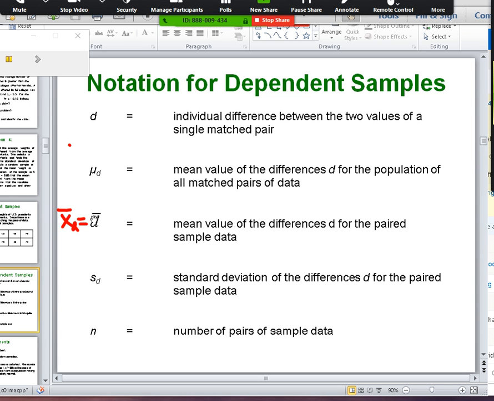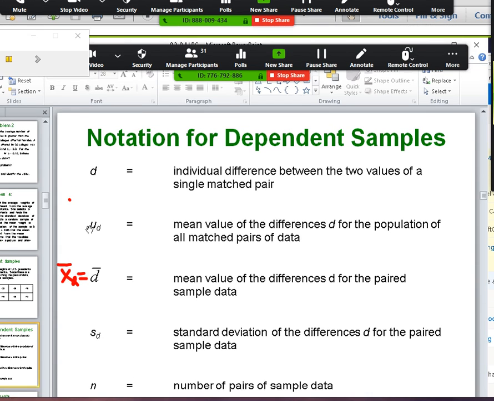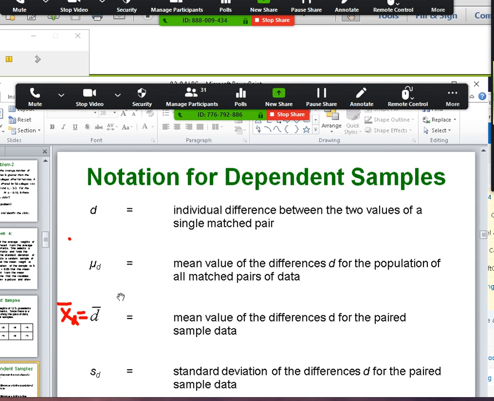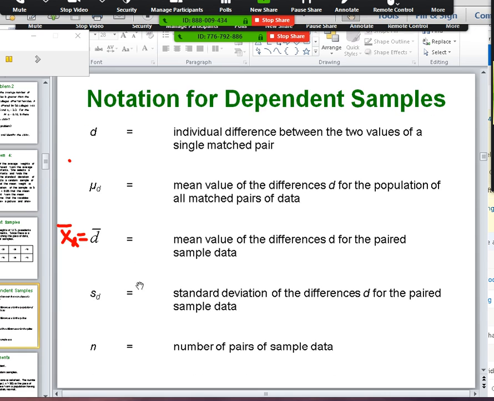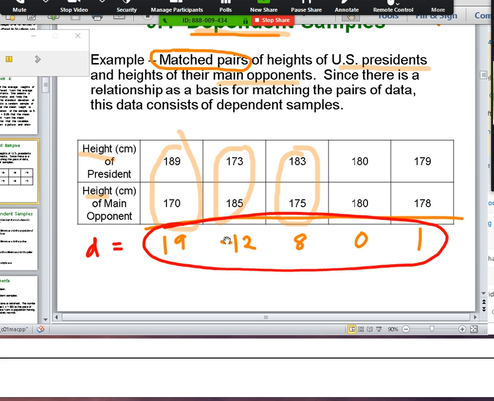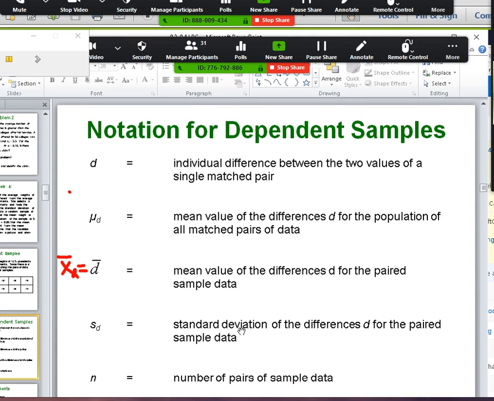So if you took all those little D's that we calculated, right up here, and you found their sample mean, that would be your X bar D or your D bar. You can call it either one. And then SD would be the standard deviation of those, and N is the number of them. How many pairs did you have? In this case I'd have 1, 2, 3, 4, 5. 5 of these. That's my N.